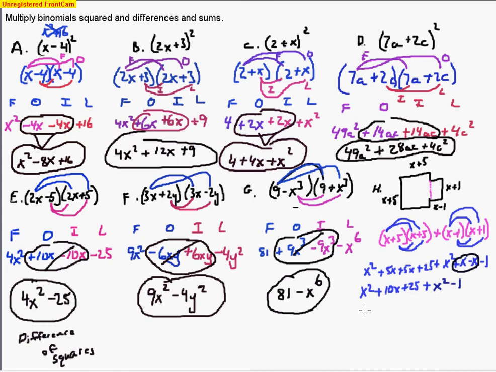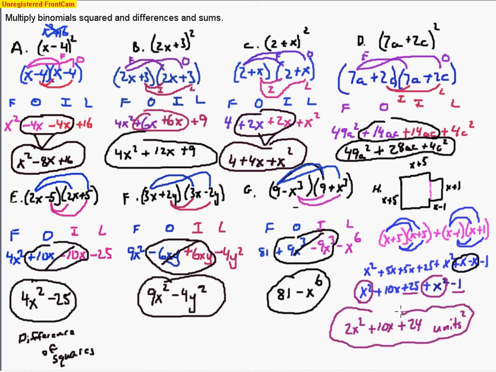So I'm going to take these terms and collect them. So I've got an x squared here and another x squared, and they're going to add together. And that's going to give me 2x squared. Well, do I have another x? No, I don't. So I can bring down that plus 10x. And let's collect these two terms here. 25 and negative 1 makes a positive 24. And there's our answer. Now, we don't know what the units are, but we know it's an area problem, so let's go ahead and write down units squared. Get in that habit. So you've got an answer that makes sense.